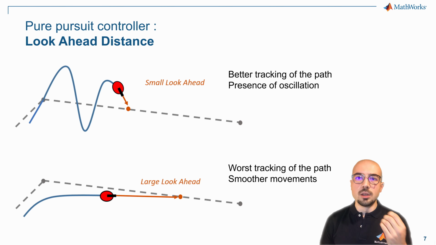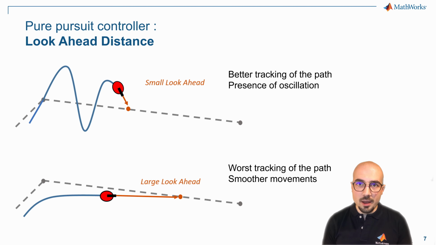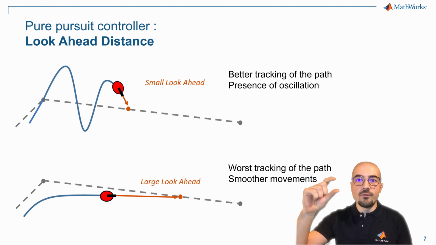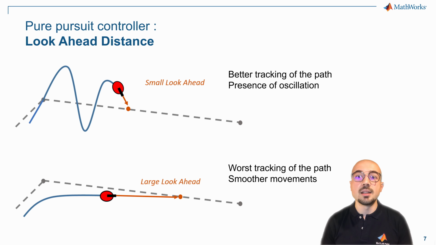So, speaking about the circumference around the robot, we can have a small circumference, so we will have a better tracking of the path, because the robot will move very little away from the desired track. So, for example, it will pass through the waypoint because it has a very small circumference, but it can generate some oscillation of the robot.